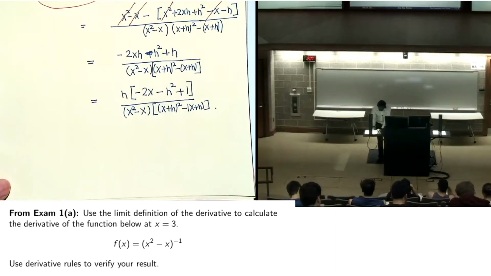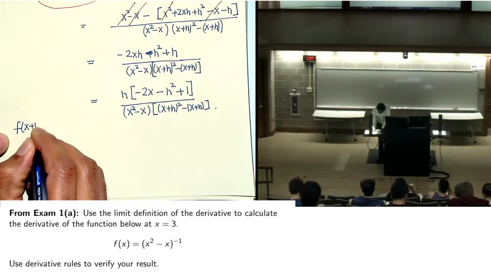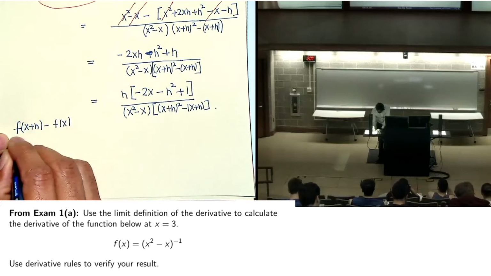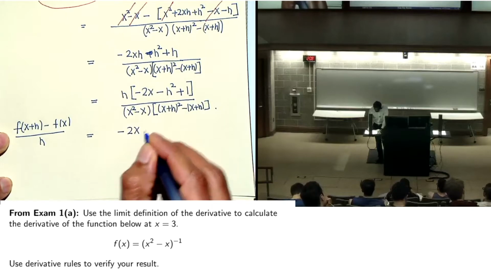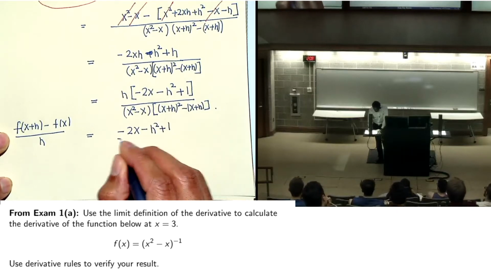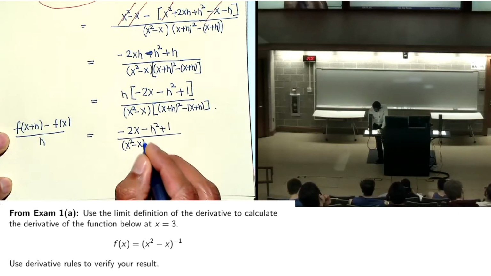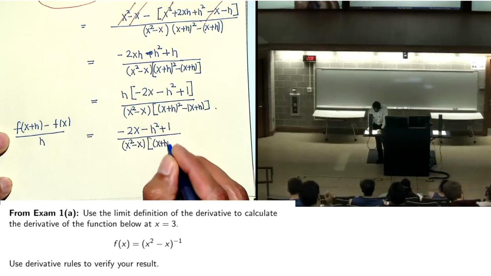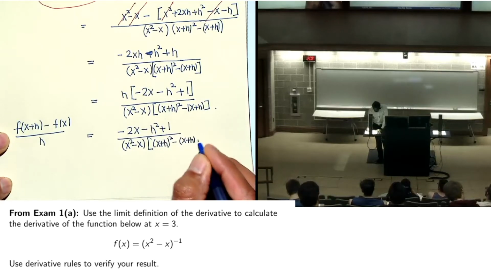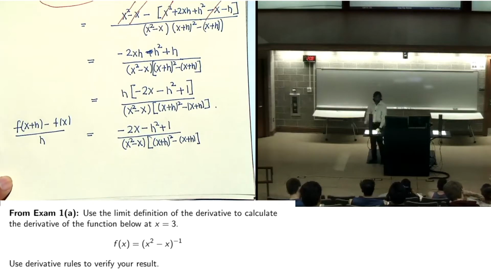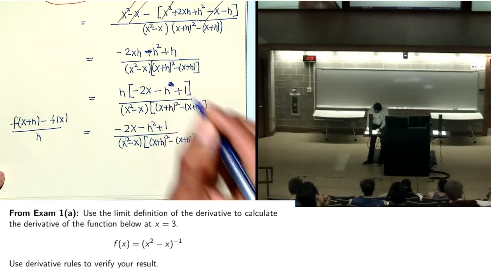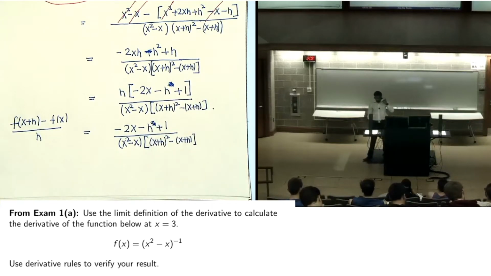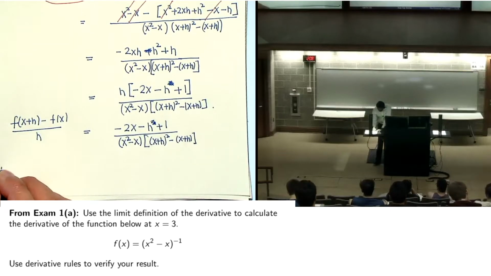Now, if I divide the entire term, f of x plus h minus f of x, whole thing is divided by h, what is going to happen? This h is going to cancel with that h. And I'm going to be left with minus 2x minus h plus 1, whole entire thing divided by x square minus x, parentheses x plus h square minus x plus h. How about this? Okay, yes. Oh yes, there's only one h left. Yeah, you're right. Excellent. At the end of the day, it's not going to matter, but still, it's mathematically not correct.